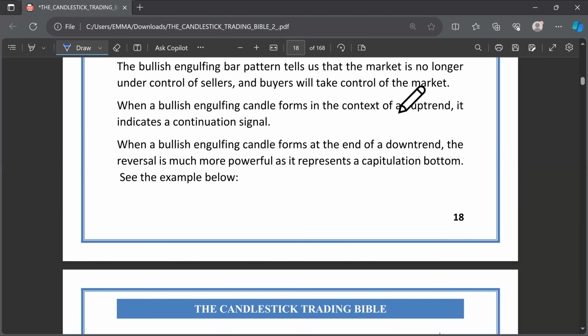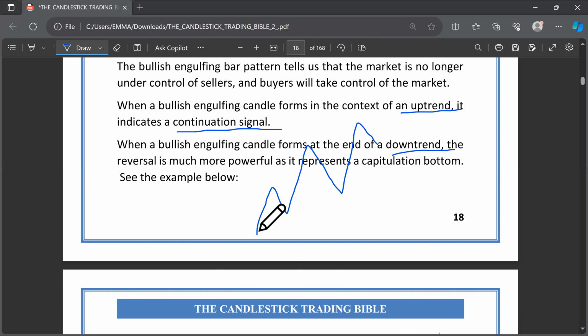it talks about when it is formed in an uptrend, and when it is formed in a downtrend. When it is formed in an uptrend, it means that the price is going to continue. It's bullish. An uptrend is a bullish trend. Get that in your head too: an uptrend is also a bullish trend because prices are going up.